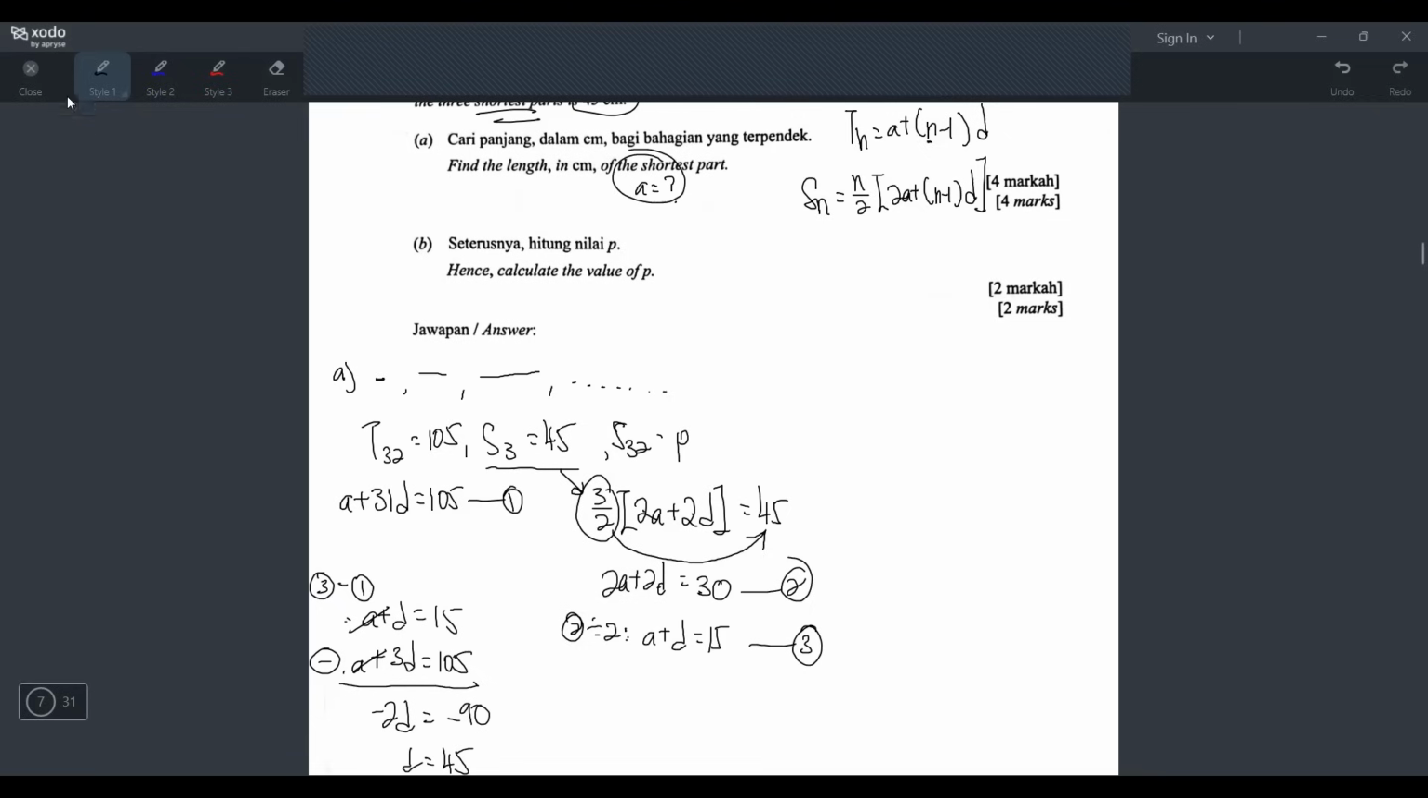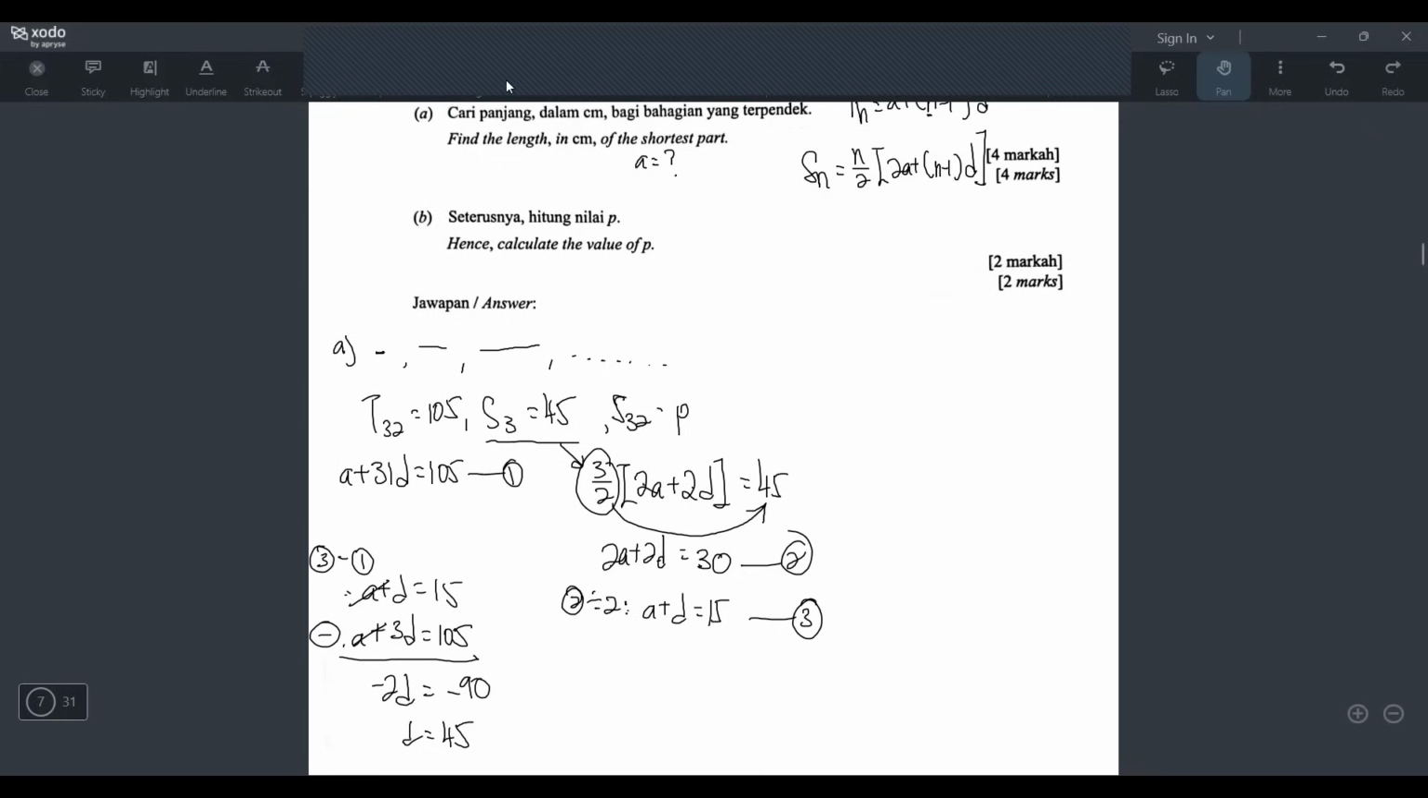So you still haven't finished yet. You still have to sub inside this equation. It becomes A plus D equals 15. And the D now you know is 45. So your A will be 15 minus 45, which is negative 30.